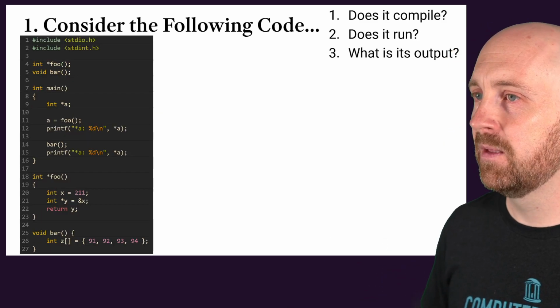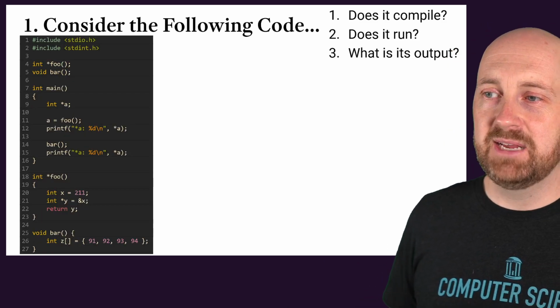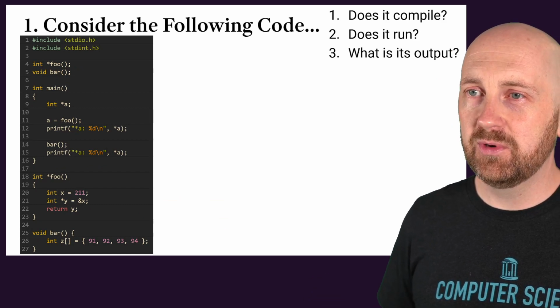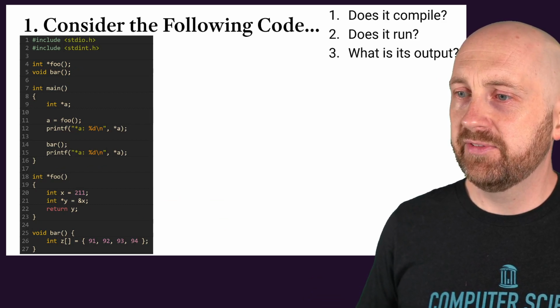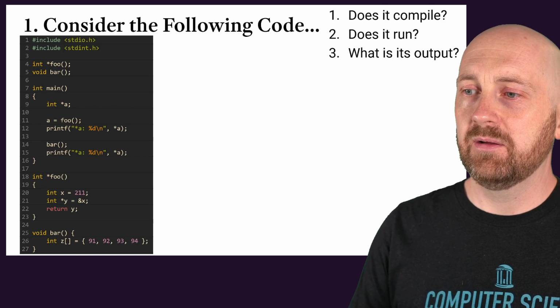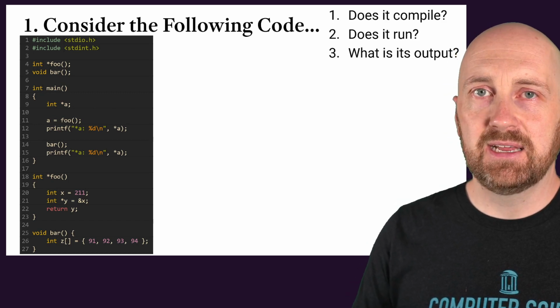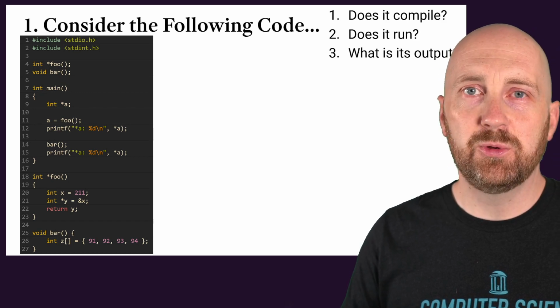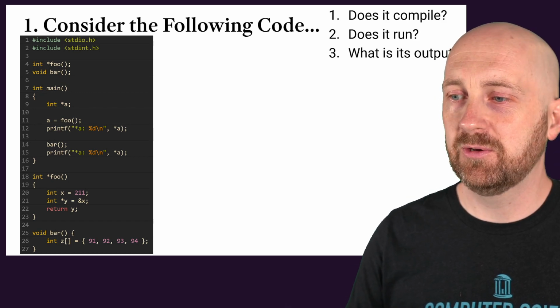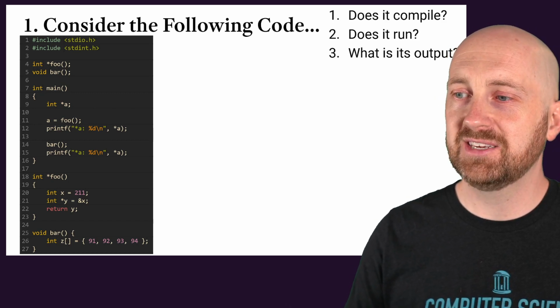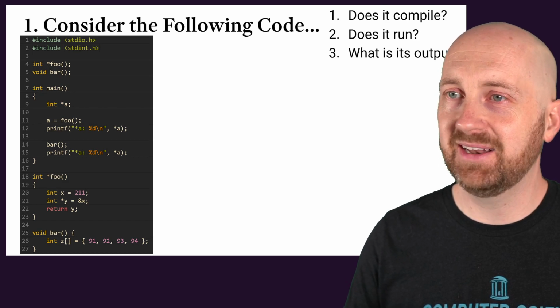All right. Here's another example, and I want you to think through this one once again. Here we've got a main function. We've got a function foo and a function bar. And I'm once again going to give you 5 seconds to think through this particular code listing and try asking yourself if you think it compiles, does it run, and what is the output.